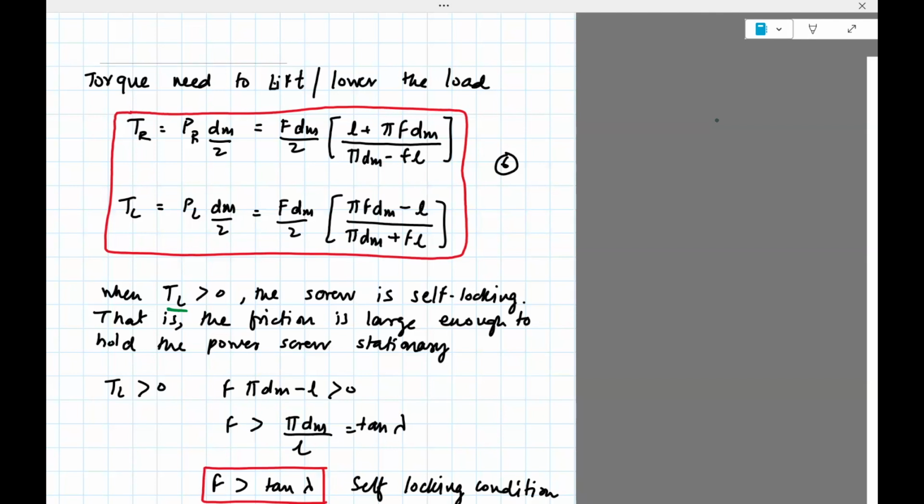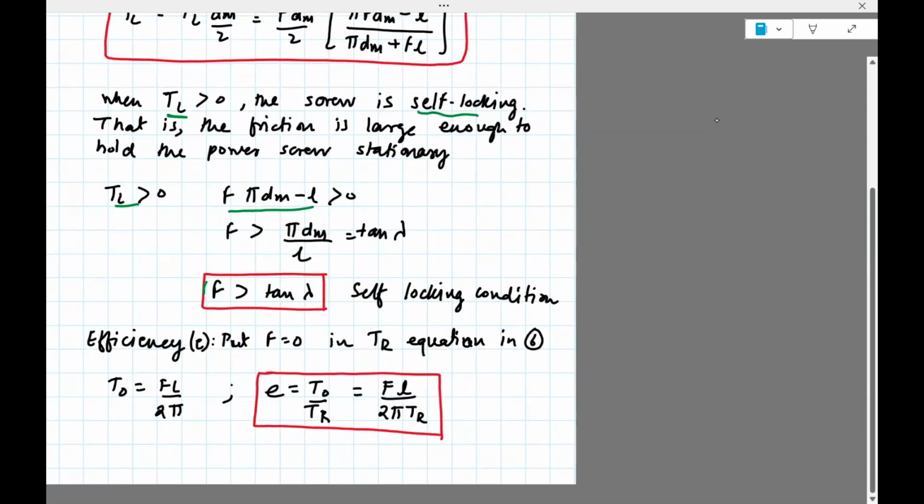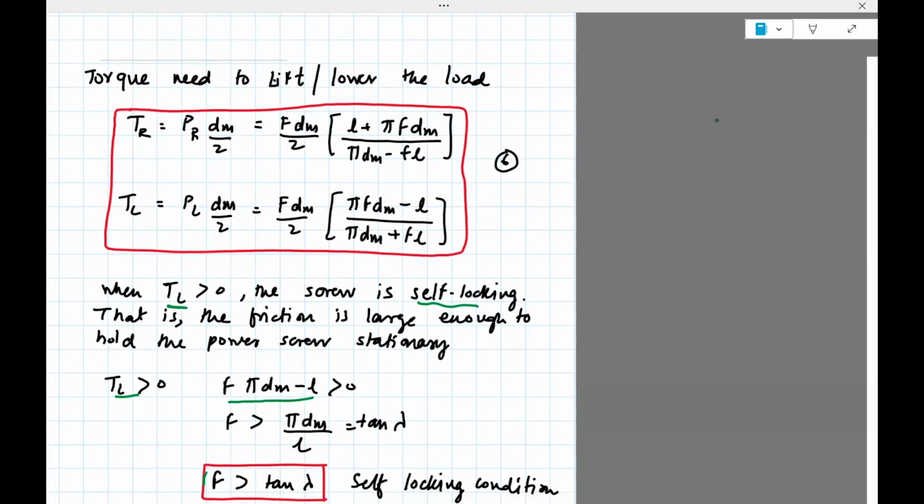So the condition for self-locking is that TL should be greater than 0, which is this. And basically, that puts a condition on the friction. So if the friction angle is greater than the thread angle, lambda, then it's self-locking. It will not come down, which is a nice thing to have. Okay. So if you know the friction and you know the angle, you can design a screw jack, for example. There's a term called efficiency, which is obtained by putting F, that is the friction, equal to 0 in the TR equation. So this is the equation for raising the load.